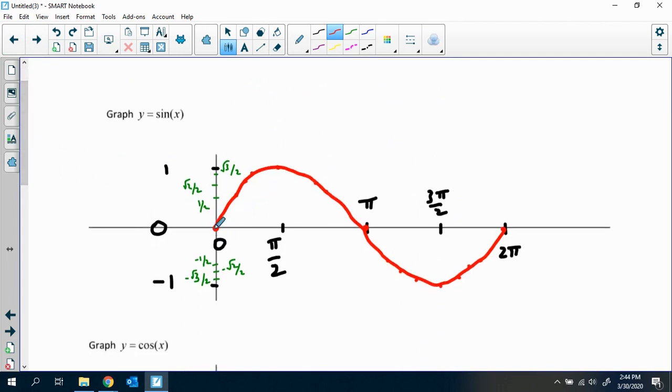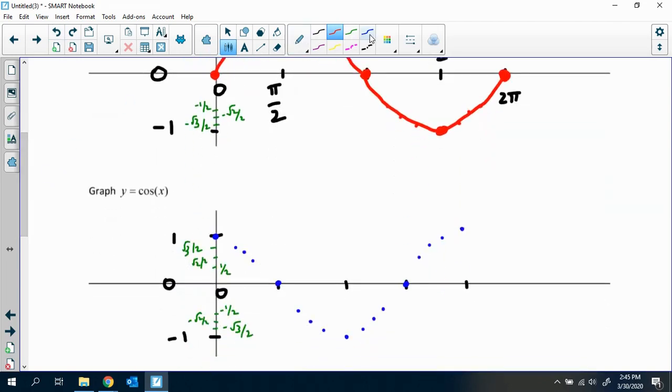So when x equals 0, y equals 0. When x equals pi over 2, we have 1. When x equals pi, we're down to y equals 0. 3 pi over 2 is a -1. And at 2 pi, we're back to 0, and then it would continue on forever. But we typically are only asked to graph one period, so I'm only graphing one period here.